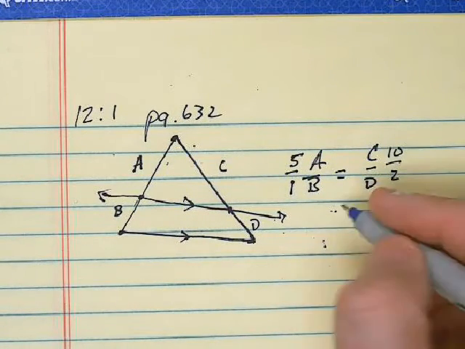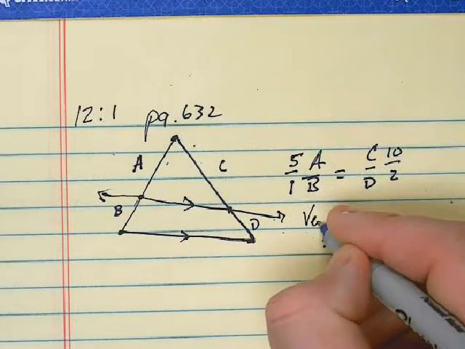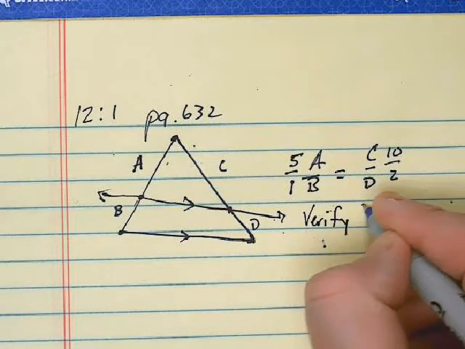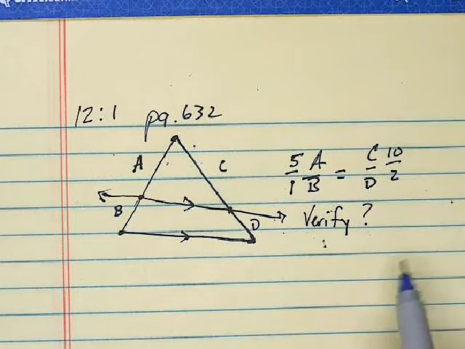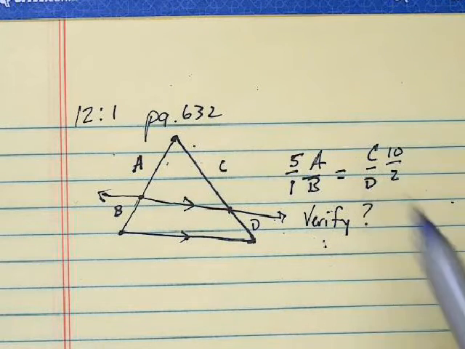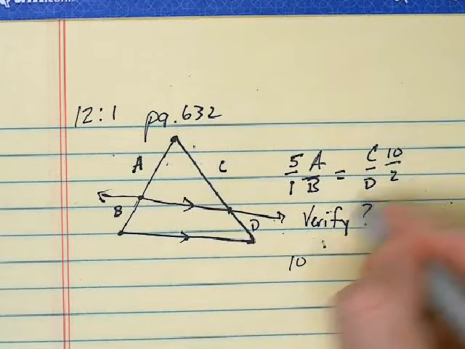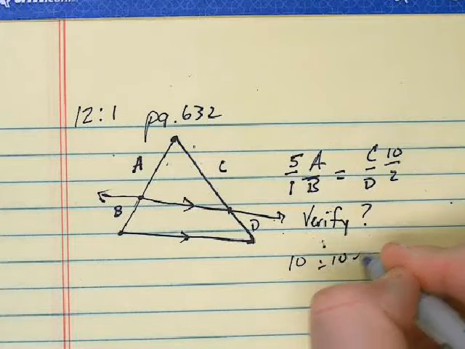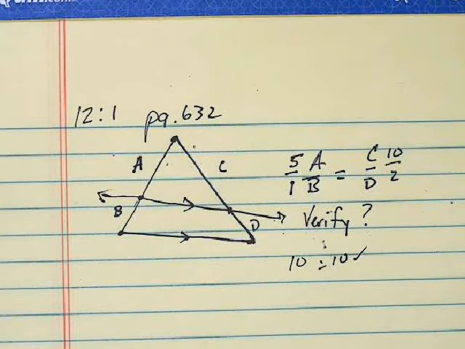Now how can I verify? Well, if I want to verify, that's a word that they use a lot, I'm just going to use the proportion and solve. What's 5 times 2? 10. What's 10 times 1? 10. Verify. That makes sense? How we verify. Everyone okay with that? Yay? Yay? Yay? Okay, good.